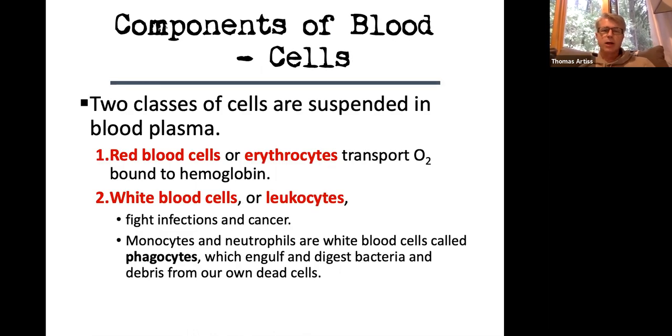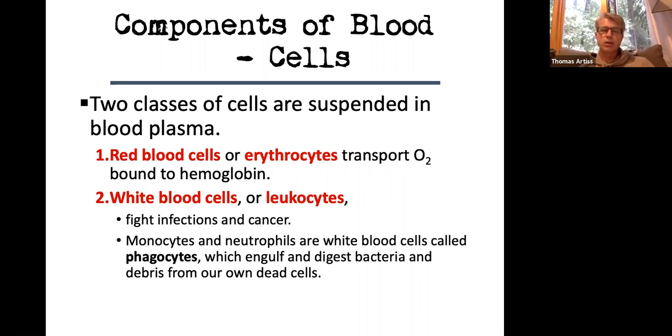But then the lower layer is actually comprised of a couple of different types of cells. The majority of that lower layer, the 45% or so, or 44% of the blood volume, which is the heavier, denser stuff, most of that is red blood cells or erythrocytes. And their main function, in fact, really their only function, is to transport oxygen, which is bound to hemoglobin.